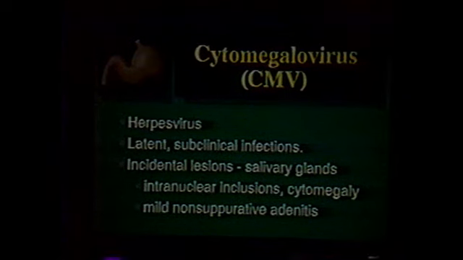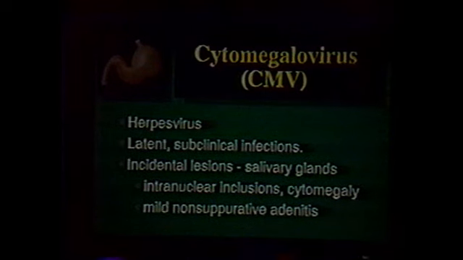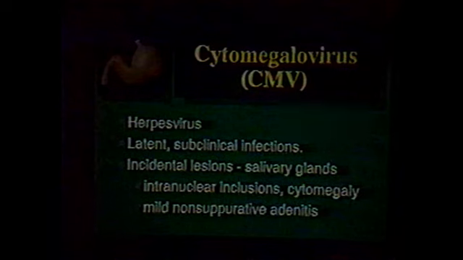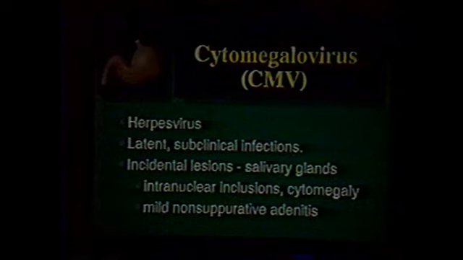Generally there's no disease, but there's mild non-suppurative adenitis, and this is likely to be an incidental finding for you. What you typically see would be intranuclear inclusions or cytomegaloviral inclusions in epithelial cells, and here's an example of just such a finding. Again, the animal was clinically normal, but in screening the tissues, neoplasm, again, bacterial diseases.